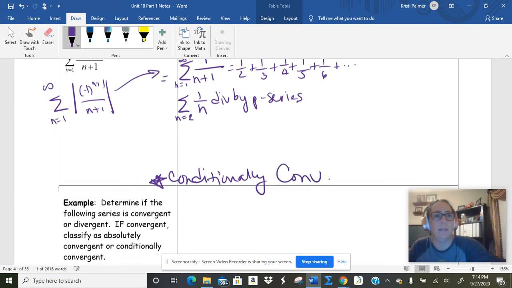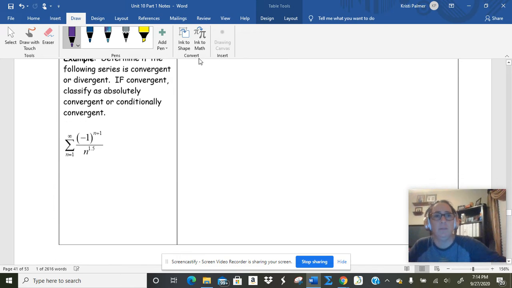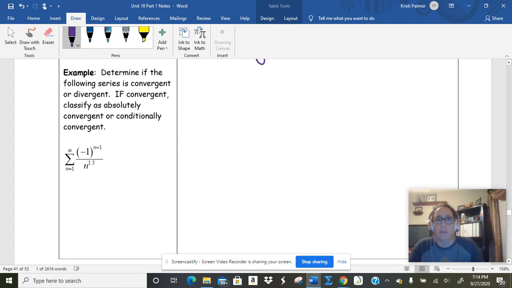Okay, let's try the next one. Determine if the following series is convergent or divergent. If convergent, classify as absolutely or conditionally. All right, so let's go see this one right here. I'm going to write it out.